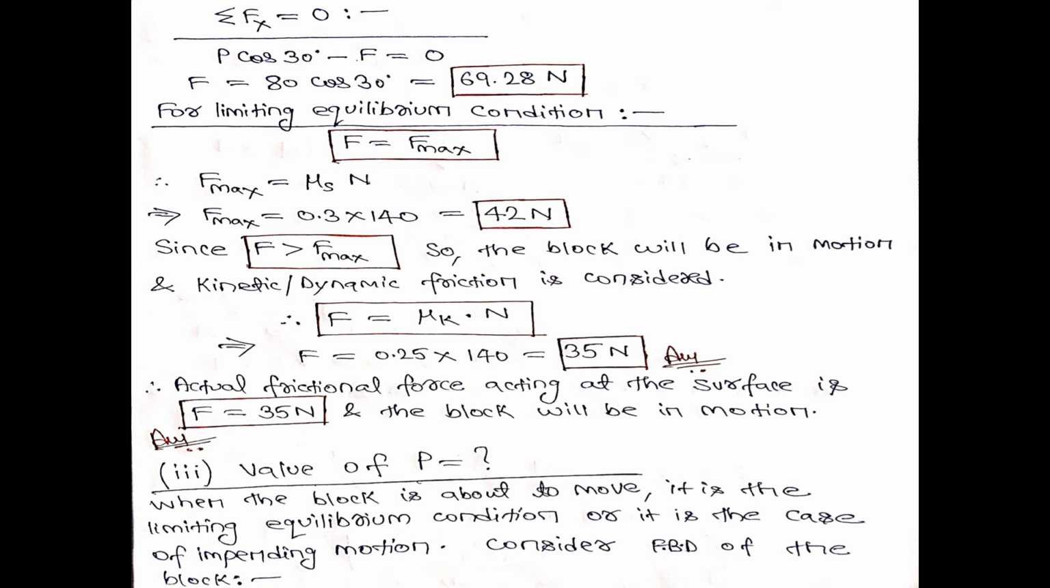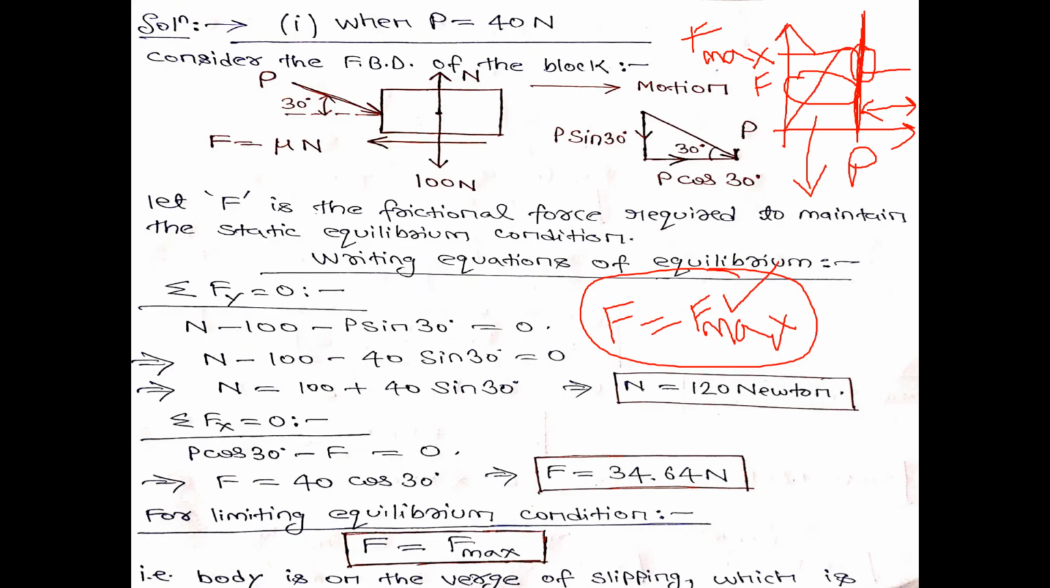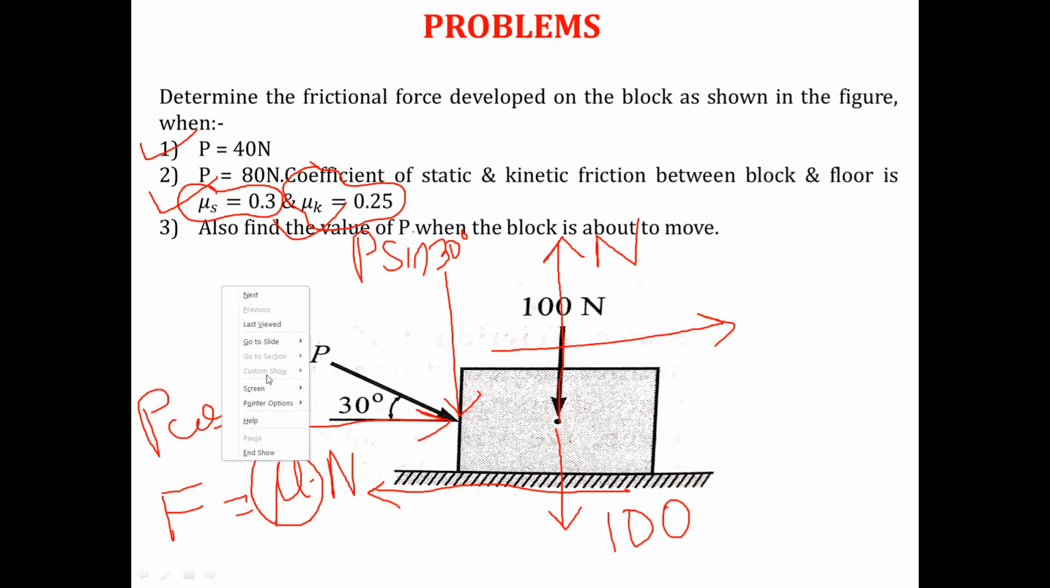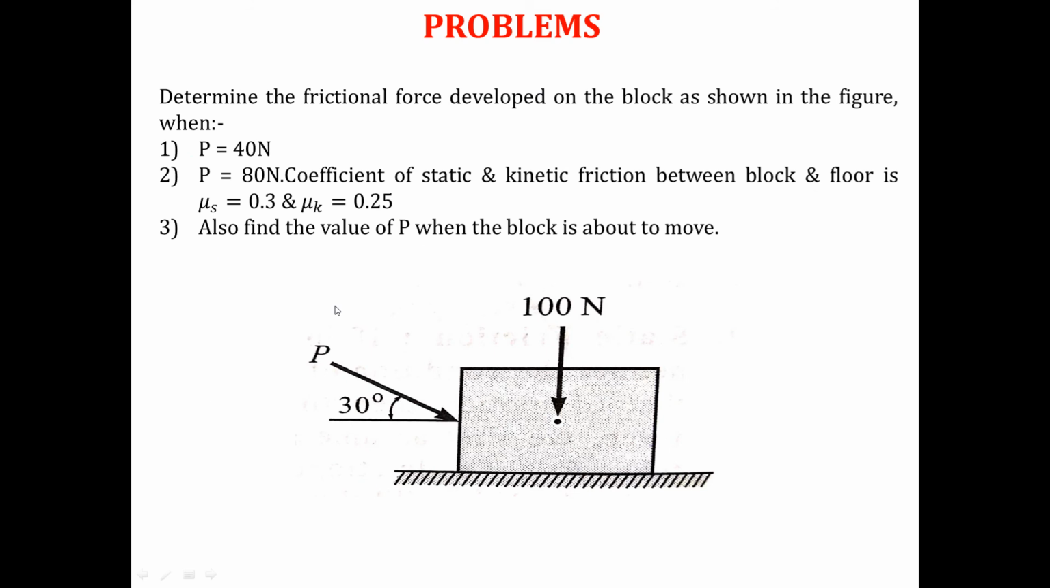The third part of the problem. What is the third part of the problem? The third part of the problem is: also find the value of P when the block is about to move. So which condition is this: static condition, dynamic condition or limiting condition? Limiting condition. Yes. In the problem it is given that you have to find the value of P when the block is about to move.